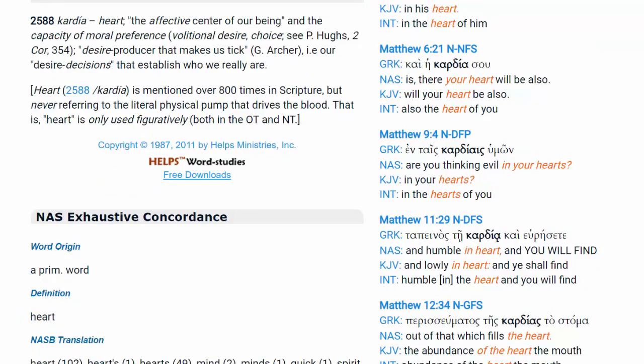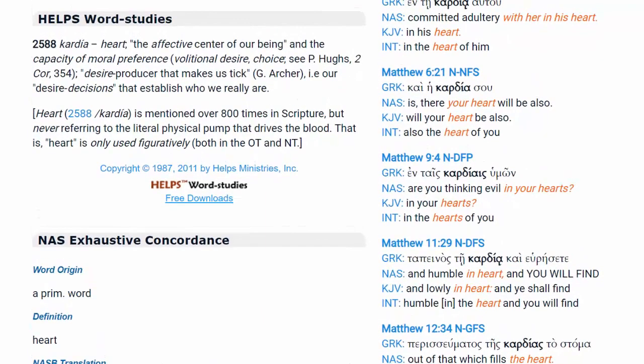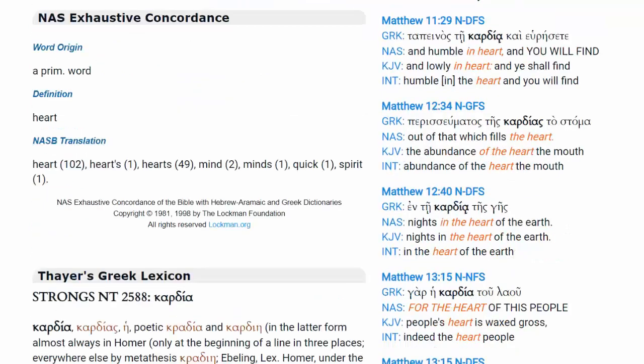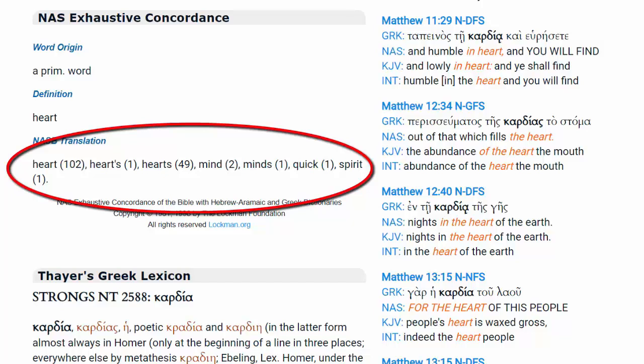We're beginning to get a bigger picture of this word in its Greek usage, New Testament usage. What do we find here under NAS? That's New American Standard, an exhaustive concordance that's dedicated to this version.